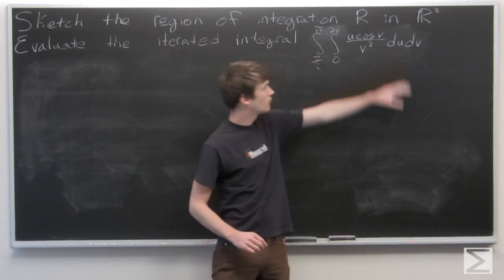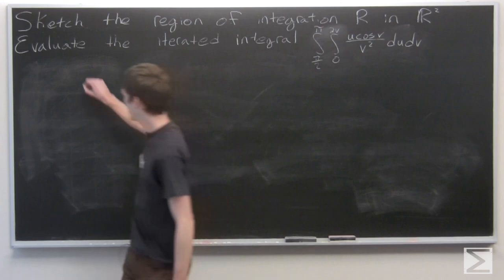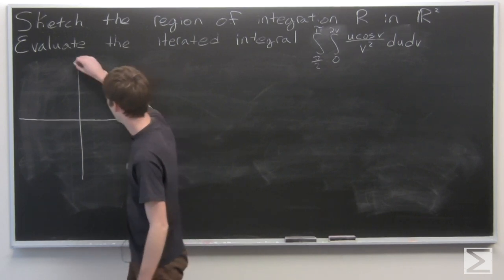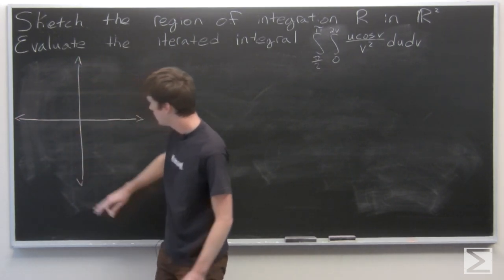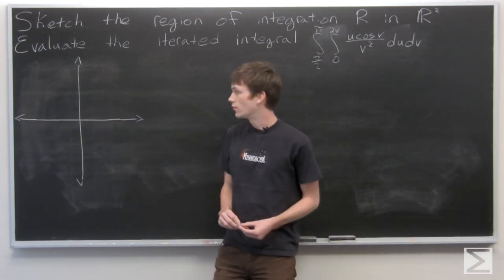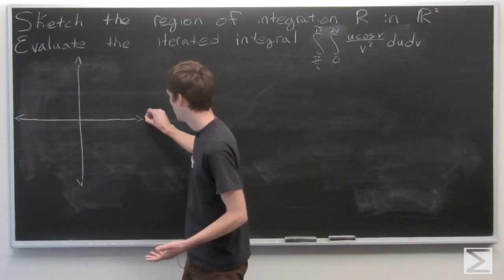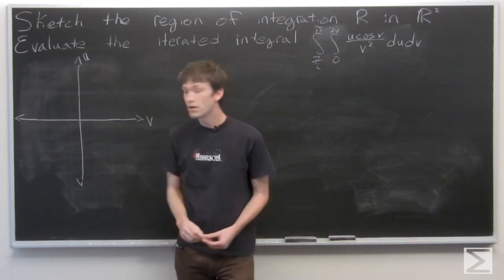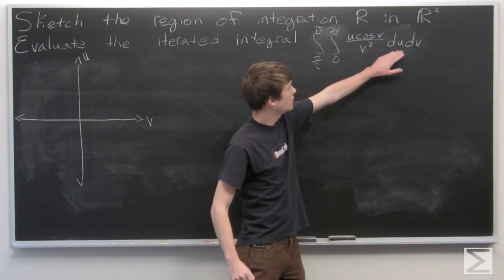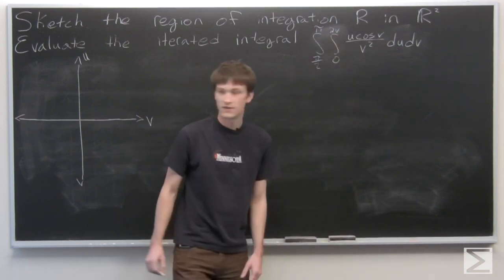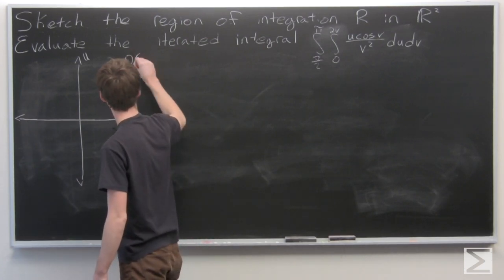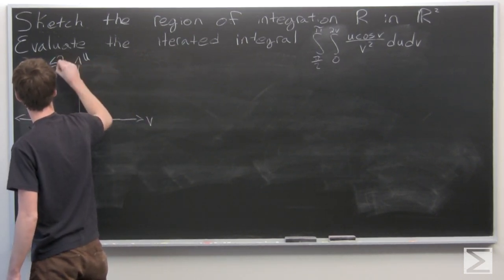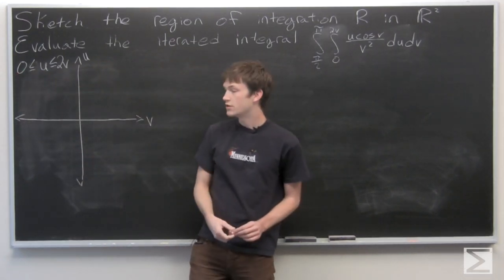So we'll go ahead and sketch our plane, our uv plane. And now we can choose which axis we want to be representing which variable. So we'll let v be our normal x-axis and u be our normal y-axis. And now we see that our u is going to be ranging from 0 to 2v. So u is from 0 to 2v.